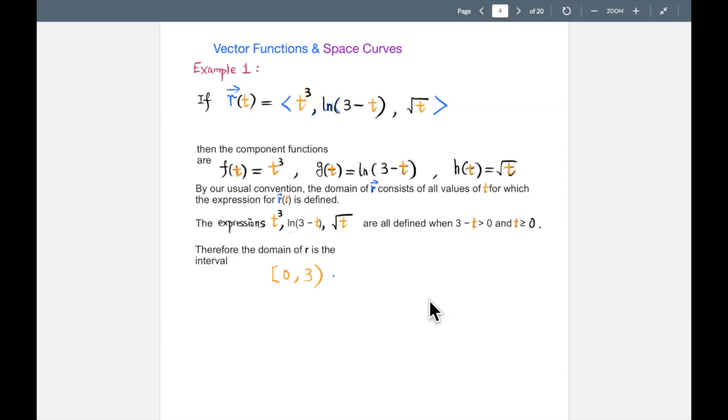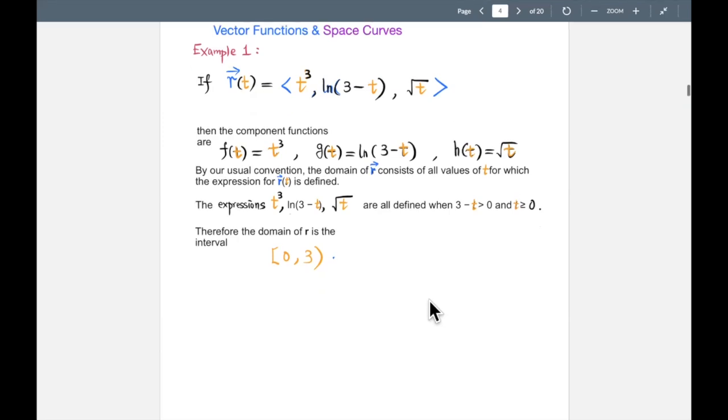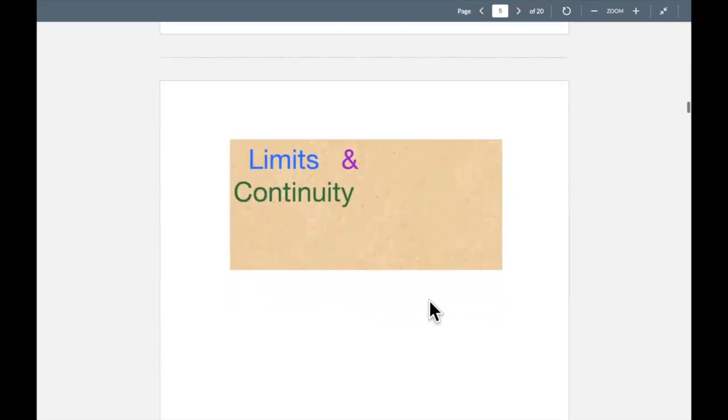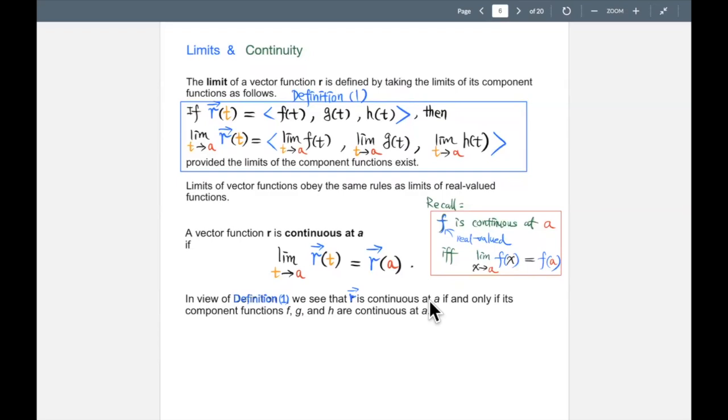Any question? So that's how we find the domain of a vector function. Now we're going to talk about limits and continuity. The limit of a vector function is defined by taking the limit of each component. A vector function has three components, so when you take the limit as t approaches a, all we do is take the limit as t approaches a of each component function.